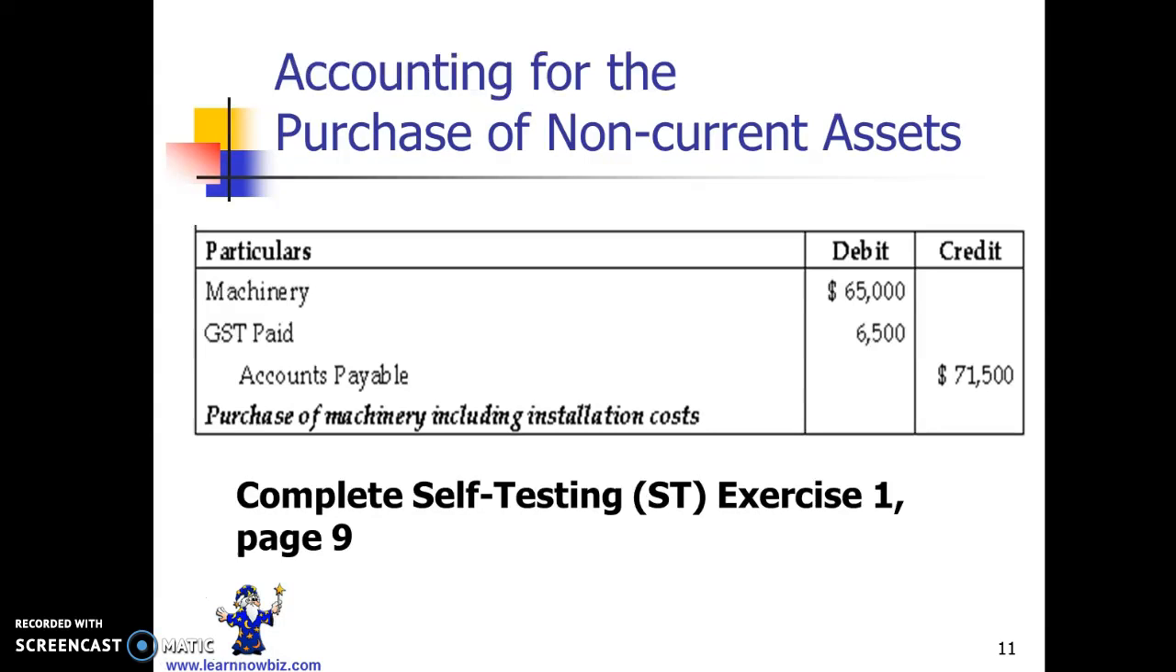Let's have a look at the accounting entries for the purchase of non-current assets on credit. We've got machinery there of $65,000 which we debit because it's an increase in asset. The GST paid is a debit because it's an increase in asset or a decrease in liability. We credit accounts payable because it's a liability which is increasing. What I'd like to do now is to go to self-test exercise number 1 on page 9. You can stop the video at this point.